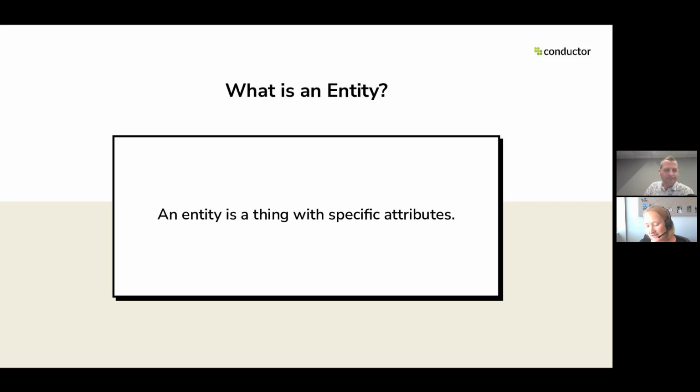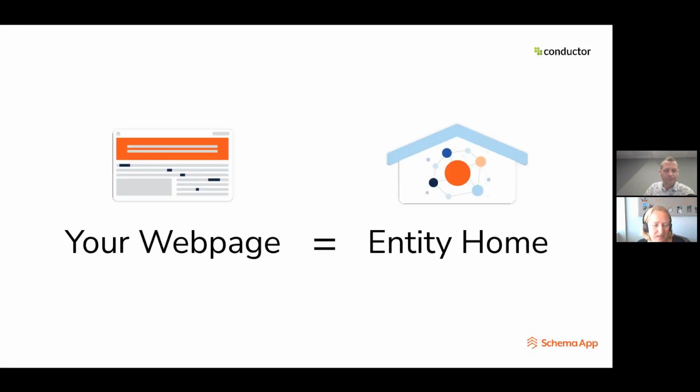And so, what's an entity? I like to define these because these words are thrown around and they're a bit nebulous. So, an entity is a thing with specific attributes. If you know the schema.org vocabulary, you're describing something and you're using properties. So an entity is anything that you're describing with properties. That's the way you can think of entities.